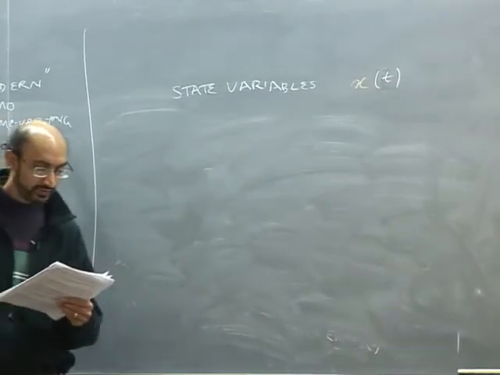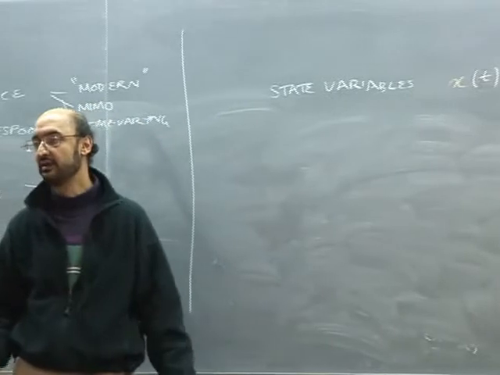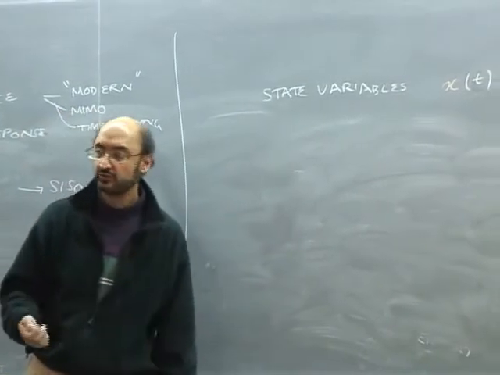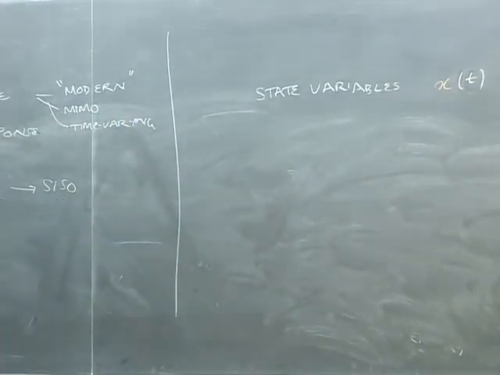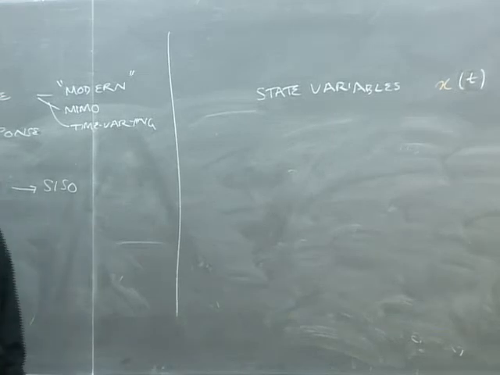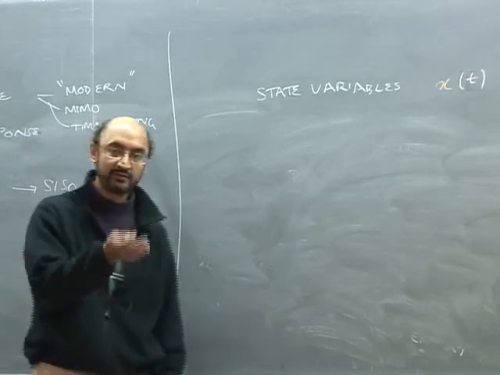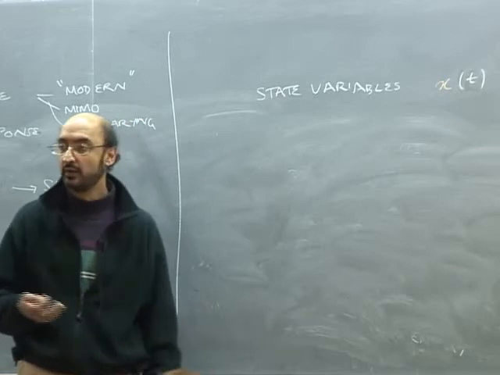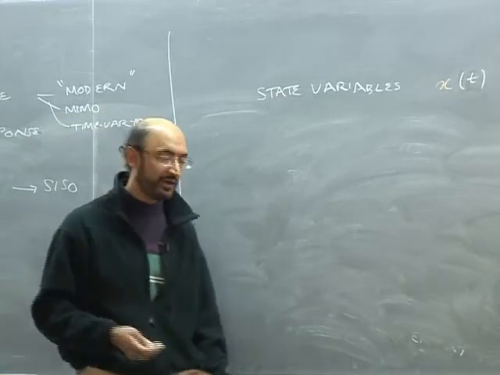Generally speaking, the number of state variables corresponds to the number of energy elements. So I talked about energy storage, passive elements. The number of passive elements tells me how many state variables I need, because I want to tell you the status, how much energy is stored in each passive element.